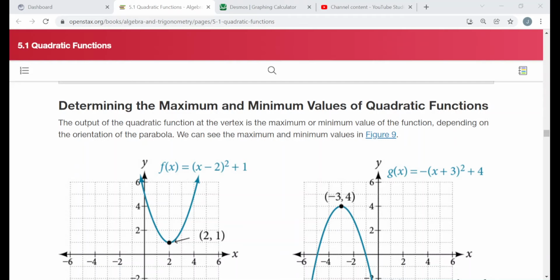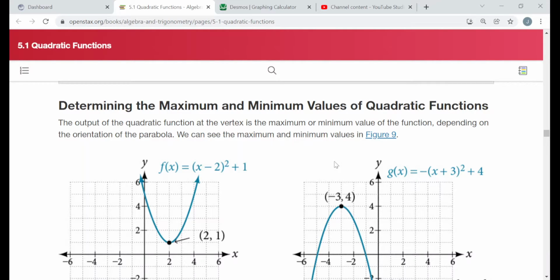Hello everyone. The title of this video is determining the maximum and minimum values of quadratic functions. Every example I'm going to be doing in this video is taken directly from a free online textbook at openstax.org, in their Algebra and Trigonometry text, section 5.1, called Quadratic Functions, under the heading determining the maximum and minimum values of quadratic functions.